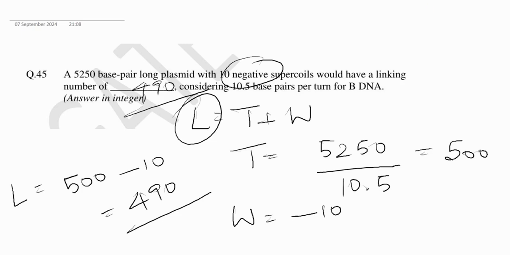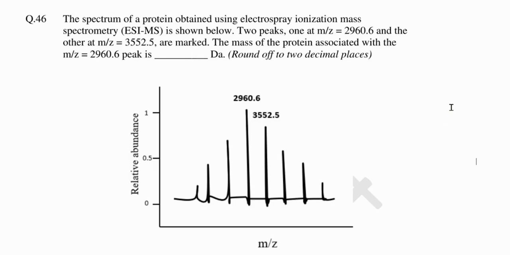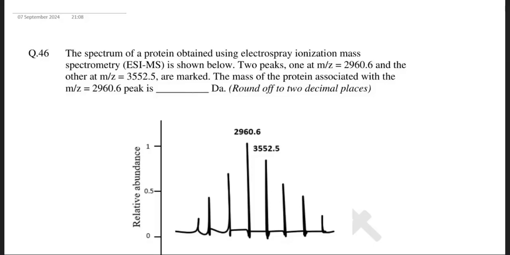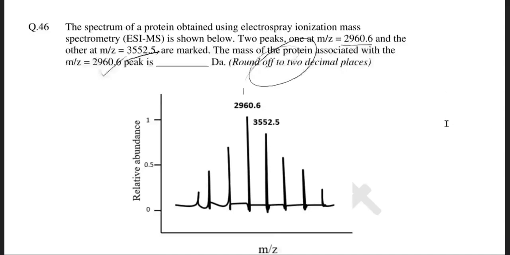And moving on to the last question. The spectrum of a protein obtained using electrospray ionization mass spectrometry, which is ESI-MS, is shown below. Two peaks, one at m/z equal to 2960.6 and the other at m/z equal to 3552.5 are marked. The mass of the protein associated with the m/z equal to 2960.6 peak is what Dalton, and you need to round off the answer to 2 decimal places.